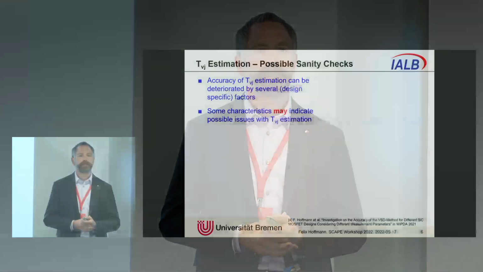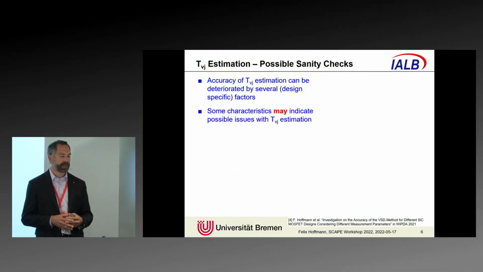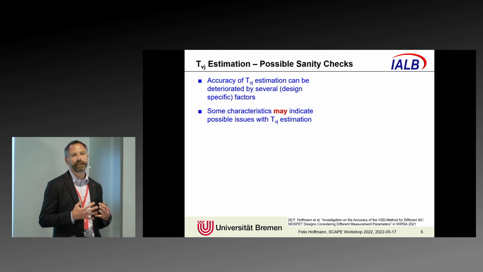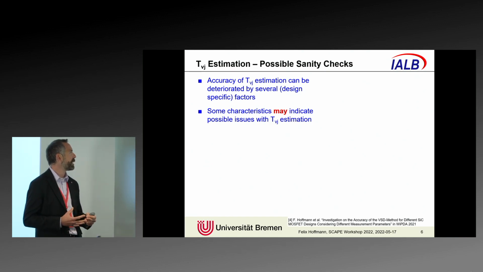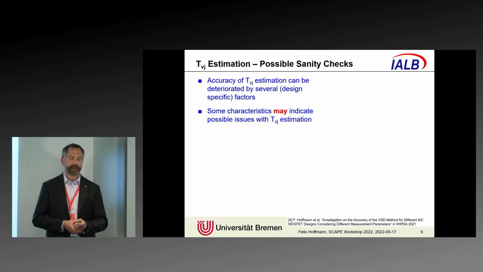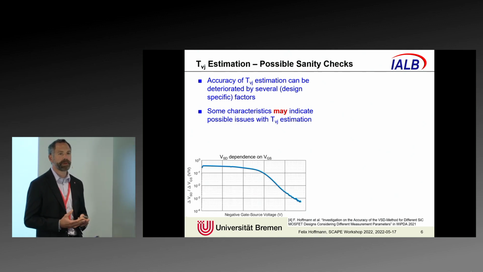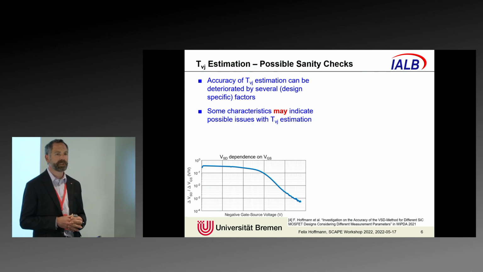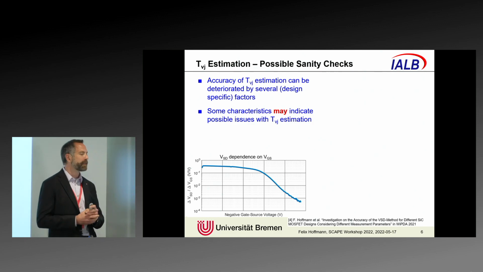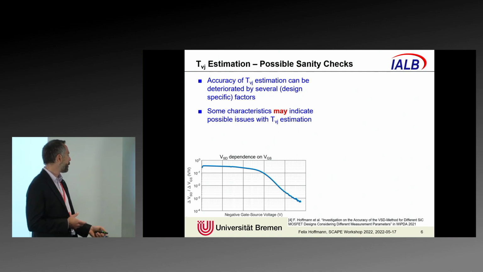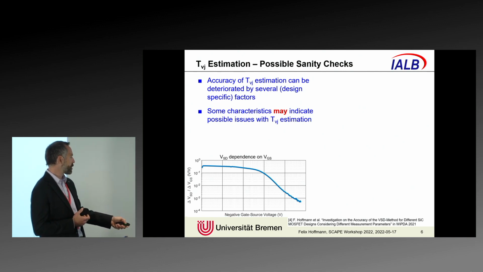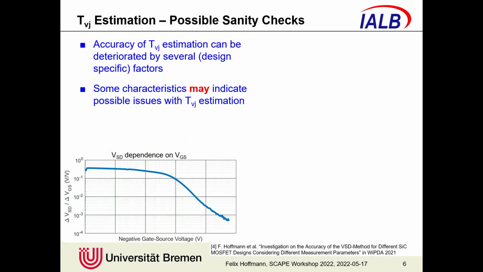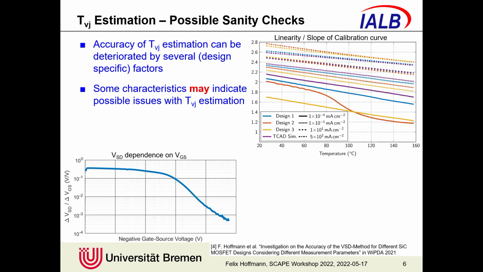So how can we get an idea of how precise our measurement is, or in other words, if we have any issues with it? We have some characteristics which may indicate that we have a wrong temperature reading. First of all, look at the temperature dependence of the drain source voltage on the gate source voltage. This is basically the slope of the previously shown curve, and the Y scale here is logarithmic. If you look at our chosen negative gate source bias and see a very low impact, you can assume that the gate source voltage works.